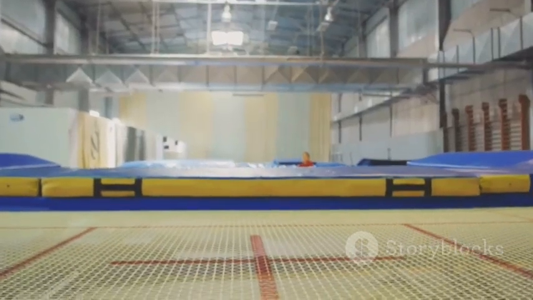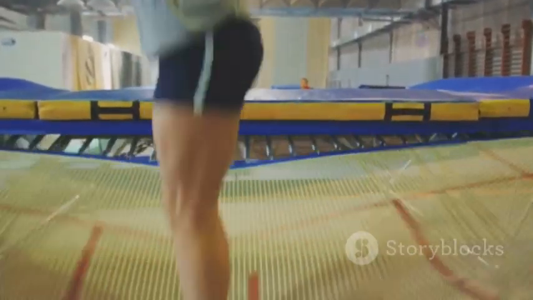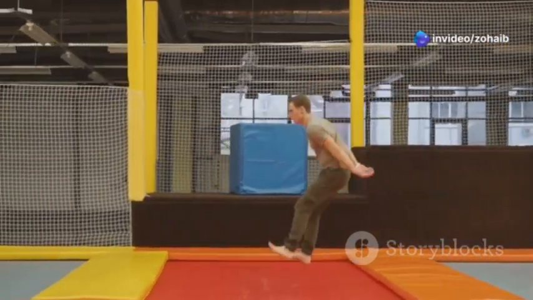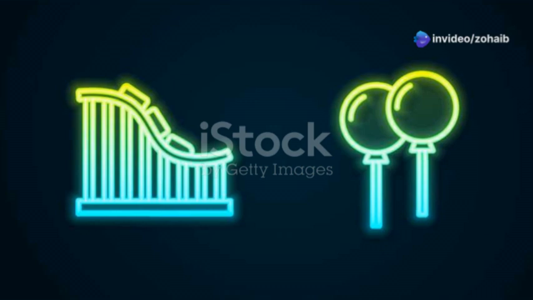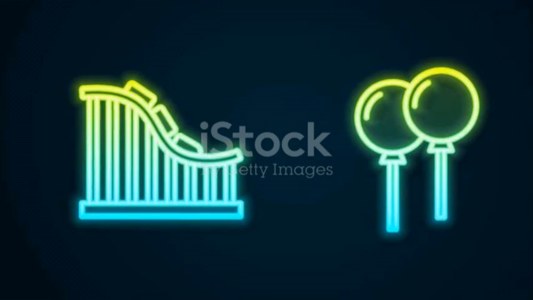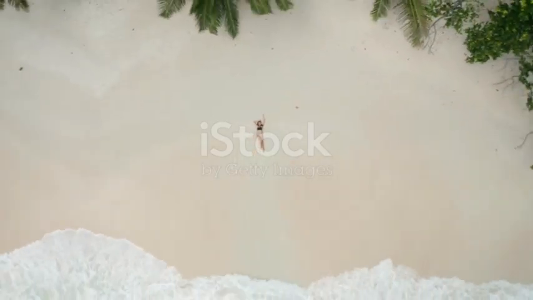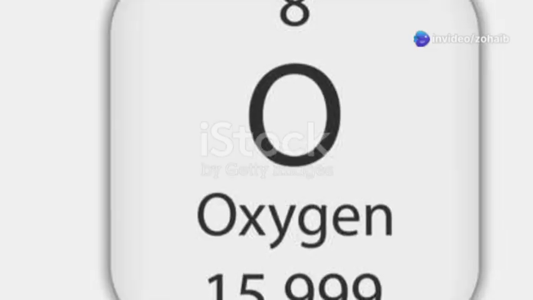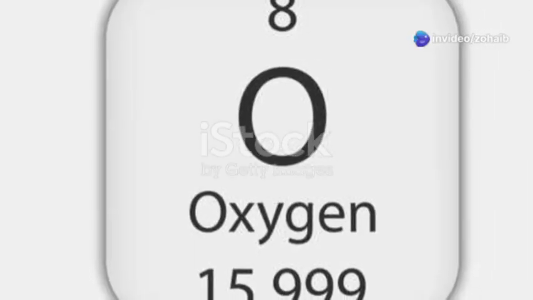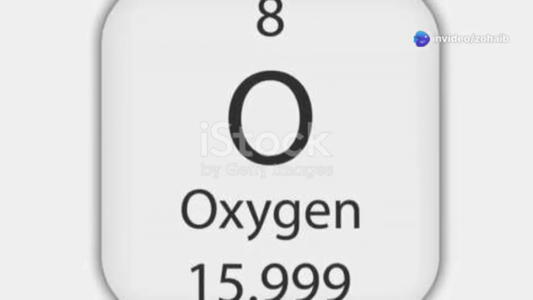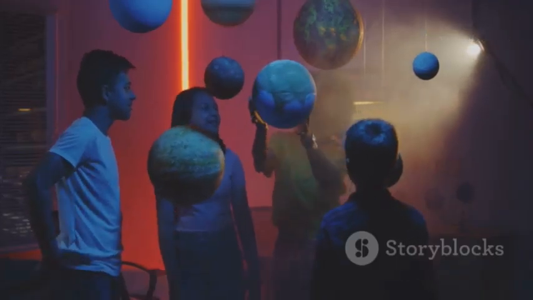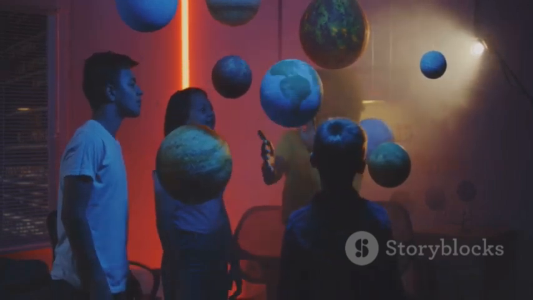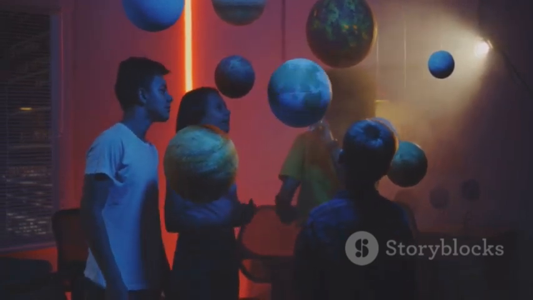Finally, Newton's third law, the law of action-reaction, states that for every action, there is an equal and opposite reaction. When you jump on a trampoline, you exert a downward force on the trampoline. In turn, the trampoline exerts an equal and opposite force upward, propelling you into the air. These fundamental concepts of physics provide a framework for understanding the world around us. From the motion of planets to the behavior of everyday objects, physics helps us unravel the mysteries of the universe and appreciate the intricate workings of our cosmos.